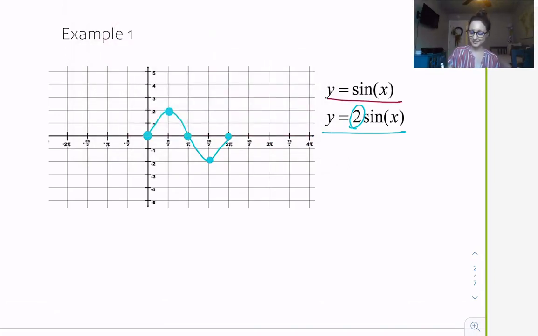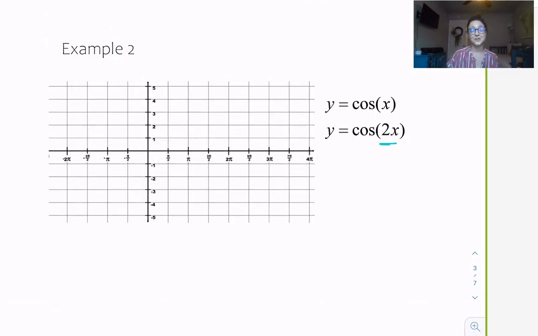Now, let's keep in mind, where was the original? What were our 5 important points? Remember, the y values go 0, 1, 0, -1, and 0. So again, parent function, concave down, concave up. So go ahead and make sure you have both of those graphs for me and label them as y equals sine of x and y equals 2 sine of x.